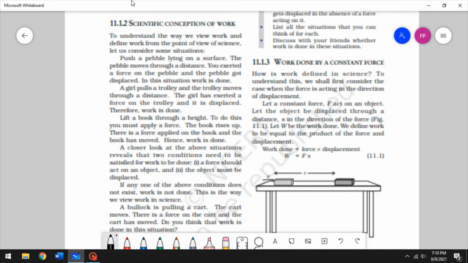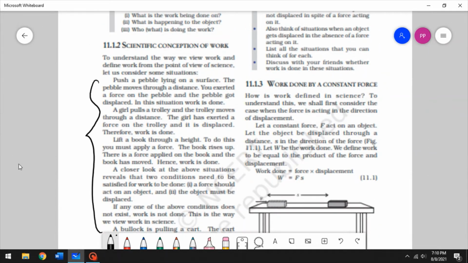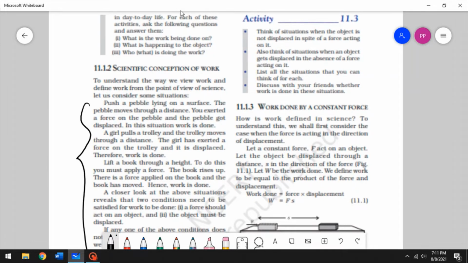To understand the way we work and define work from the point of view of science, let us consider some situations. Alright, so these are a few more situations. I want you to read, and pause the video here, read through the text, and hit play again once you're done. So when I start explaining again, you will know what I'm talking about. We have another activity down there, that is 11.2, and 11.3 is up here. All these you can do.